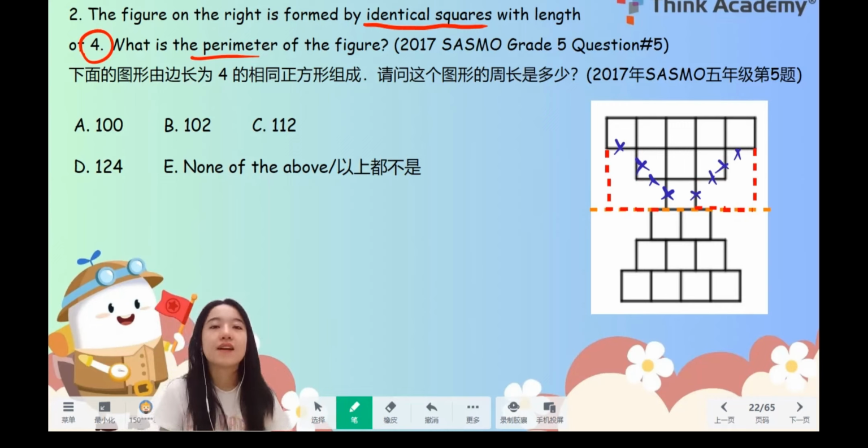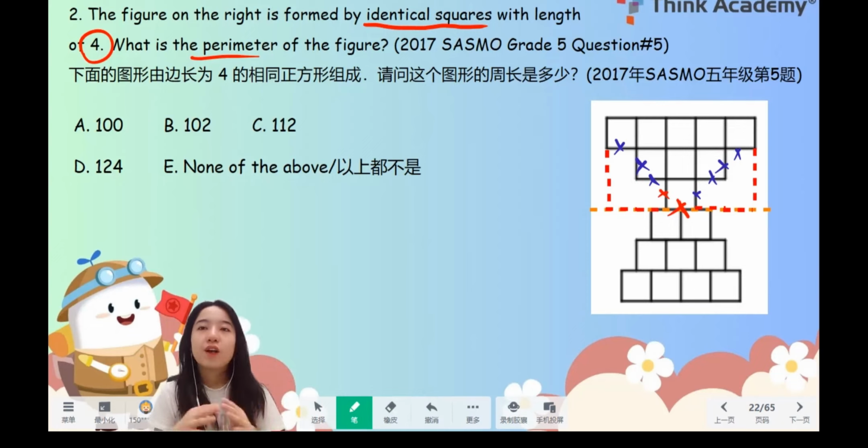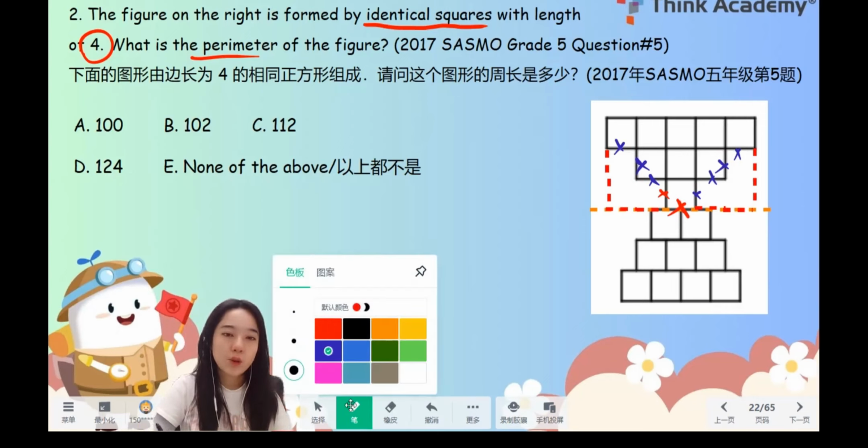So we can just get a rectangle on top. But do remember, there is a side in the middle that is in the irregular shape at first. We don't need to count it.